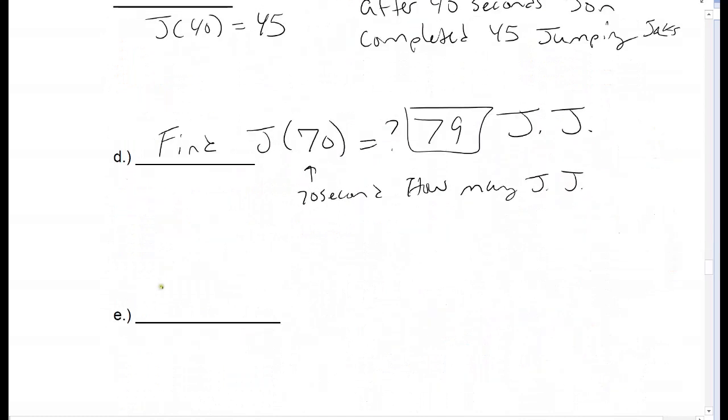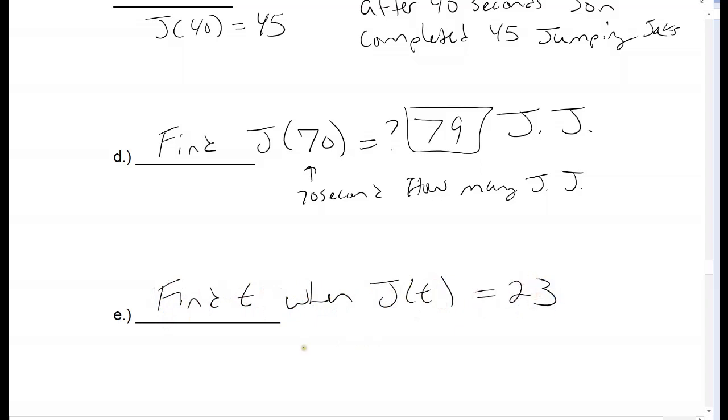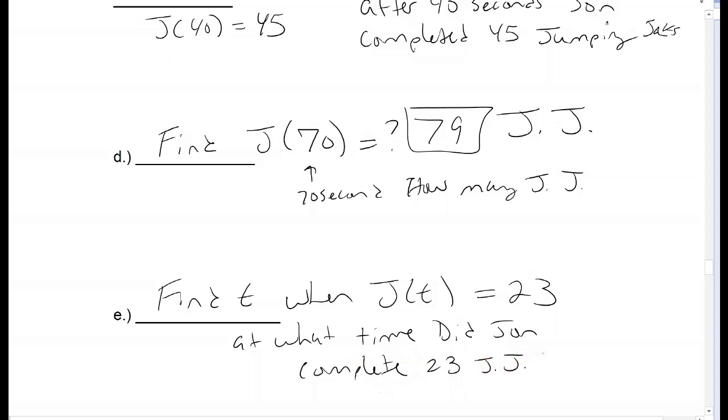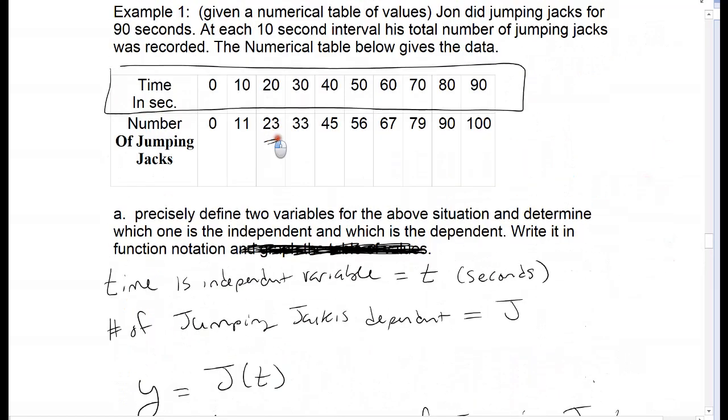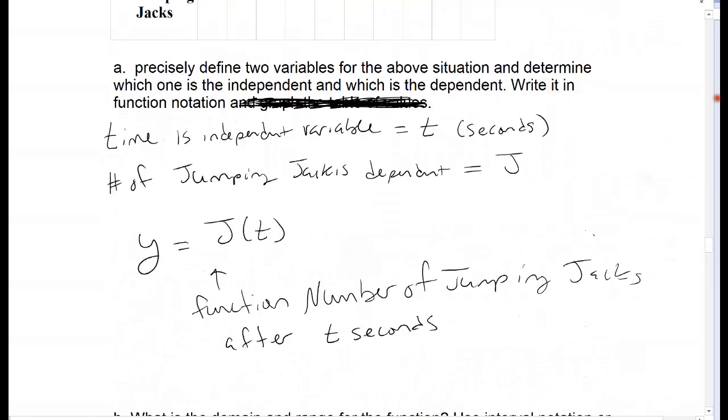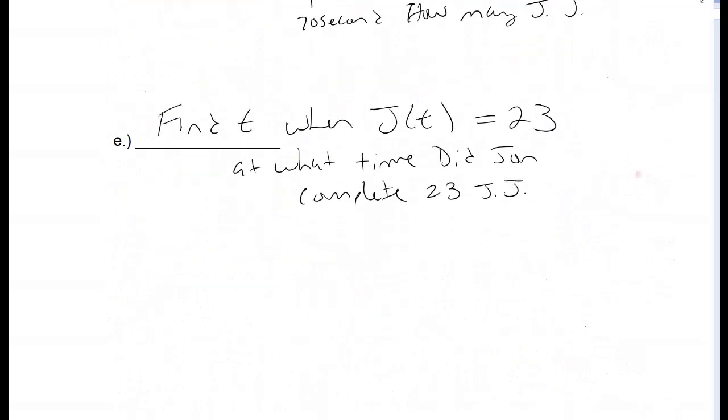All right, the last one: find the t when J of t equals 23. This one is asking at what time did John complete 23 jumping jacks. So I look at my table and find 23 jumping jacks. There's the 23 jumping jacks. He completed them in 20 seconds. So the answer is t equals 20.